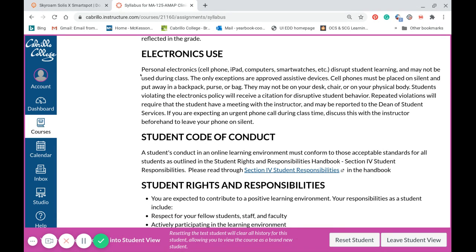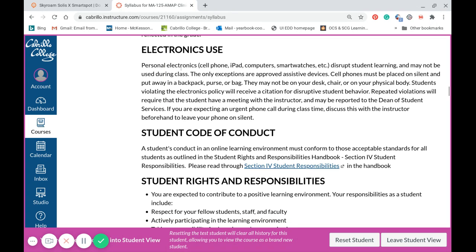Okay. Personal electronics are not allowed in the class, unless you have some sort of assistive device. Cell phone needs to be placed on silent and put away in your backpack, purse, or bag. Okay, it shouldn't be out. This is really important because it's very distracting and is not the best use of our time while we're here in the lab. Okay. Also, it's reflective of what you're going to find in the workplace.